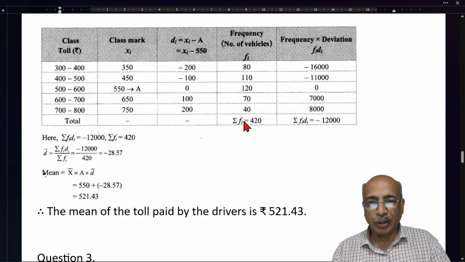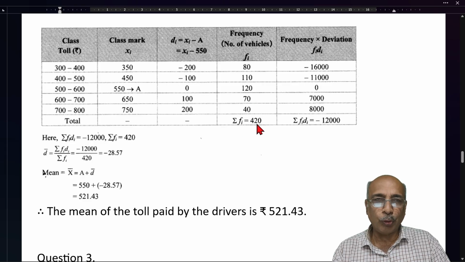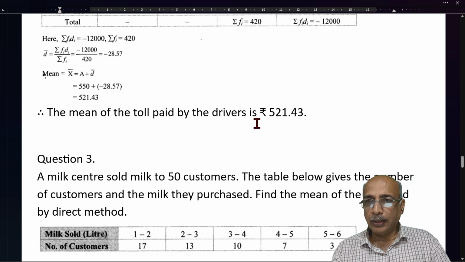And the sum of all frequencies, sum of fi equals 420. Formula is such that here sum of fi di equals minus 12,000. Sum of fi equals 420. Therefore, mean of di, that is d bar, equals sum of fi di upon sum of fi equals minus 12,000 upon 420 equals minus 28.57.